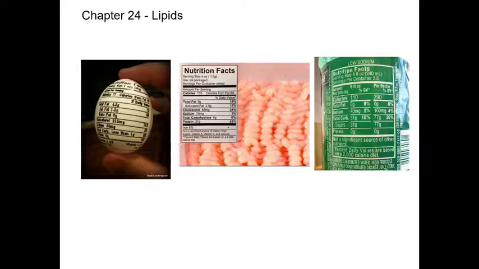So here's three examples of nutritional labels, and we're going to focus in on the fat content on each of these labels, just as some examples. And we can see here that on the left we have an egg, in the middle that's ground beef, and on the right we have a soda pop.